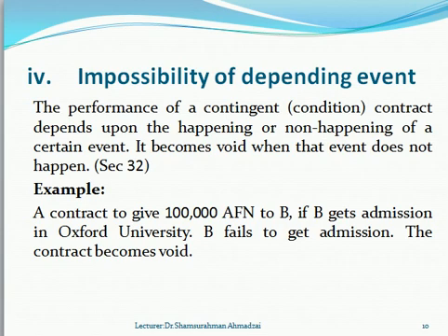Example: A contract to give 1 lakh Afghani to B. A wants to give 1 lakh Afghani to B if B gets admission in Oxford University. But if B fails to get admission, the contract becomes void.